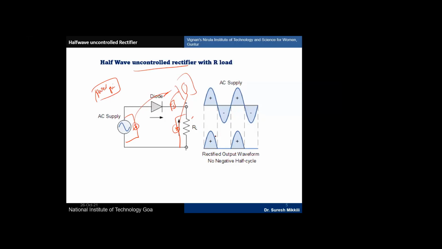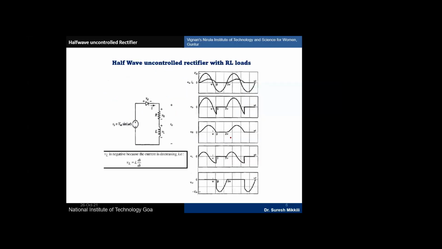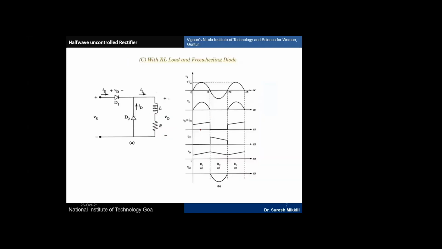There is nothing controlled. There is no firing angle at all. If you observe here, in the half wave you are getting the output only in the positive half cycles. This is with an R load. When you consider an RL load, because of the inductor you are getting these extra notches. So this is also what we have seen. When you consider the freewheeling diode, those things will be eliminated. If you want, I can show you.